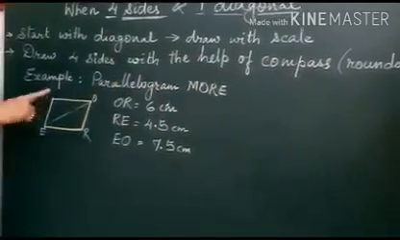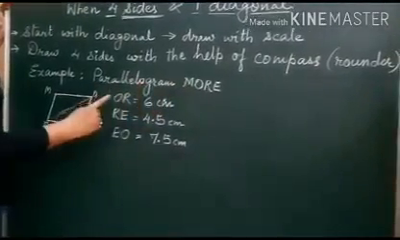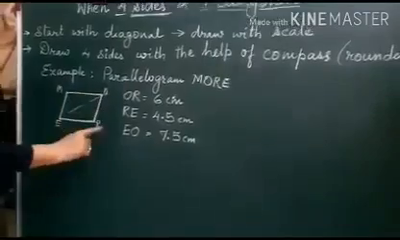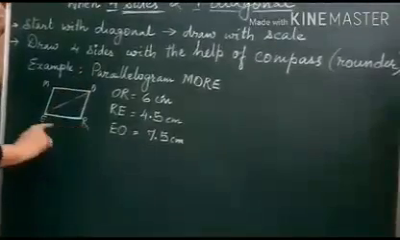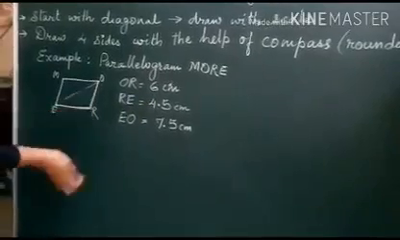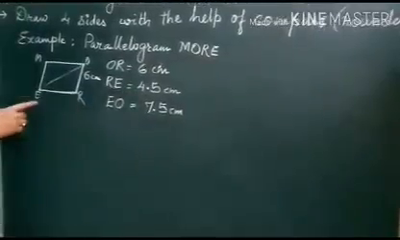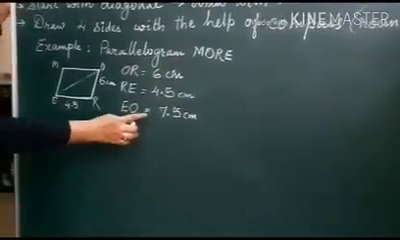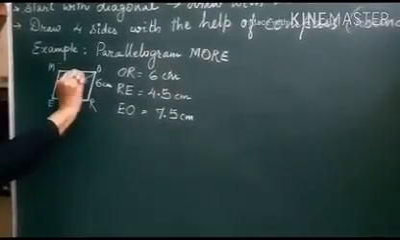I've taken one example from your textbook exercise. A parallelogram MORE, its 3 dimensions or measurements are given. If you draw the figure MORE, this is how it has to go in cyclic order. Always write the name in cyclic order. Now OR is 6 centimeter. RE is 4.5 centimeter. The third dimension given is EO, which is equal to 7.5 centimeter, the diagonal.